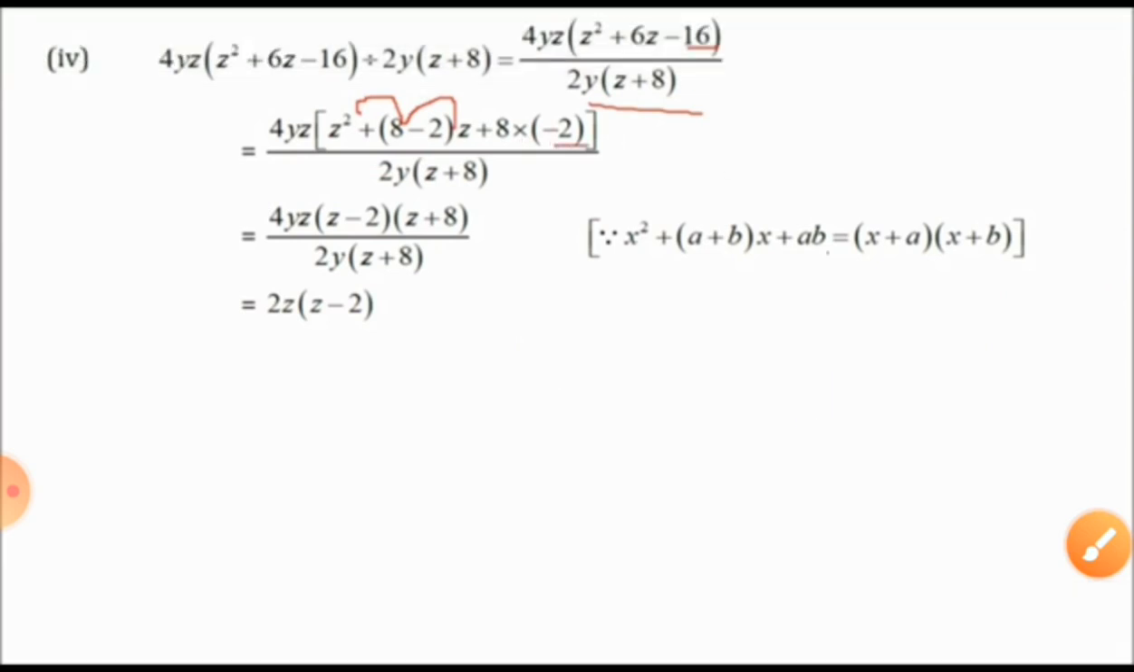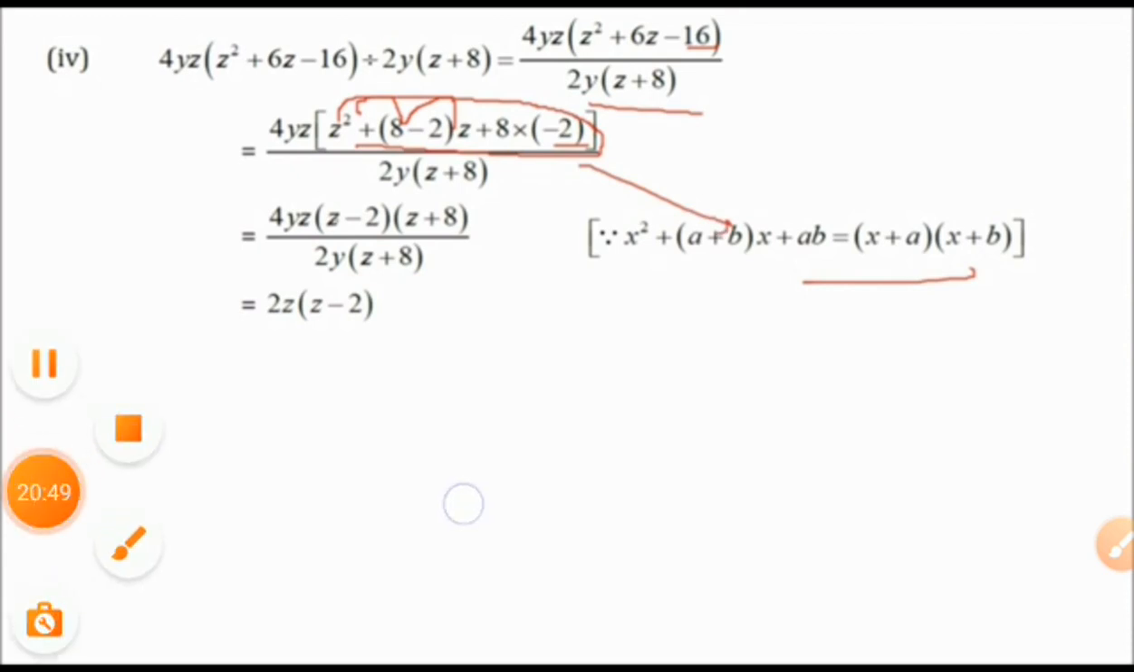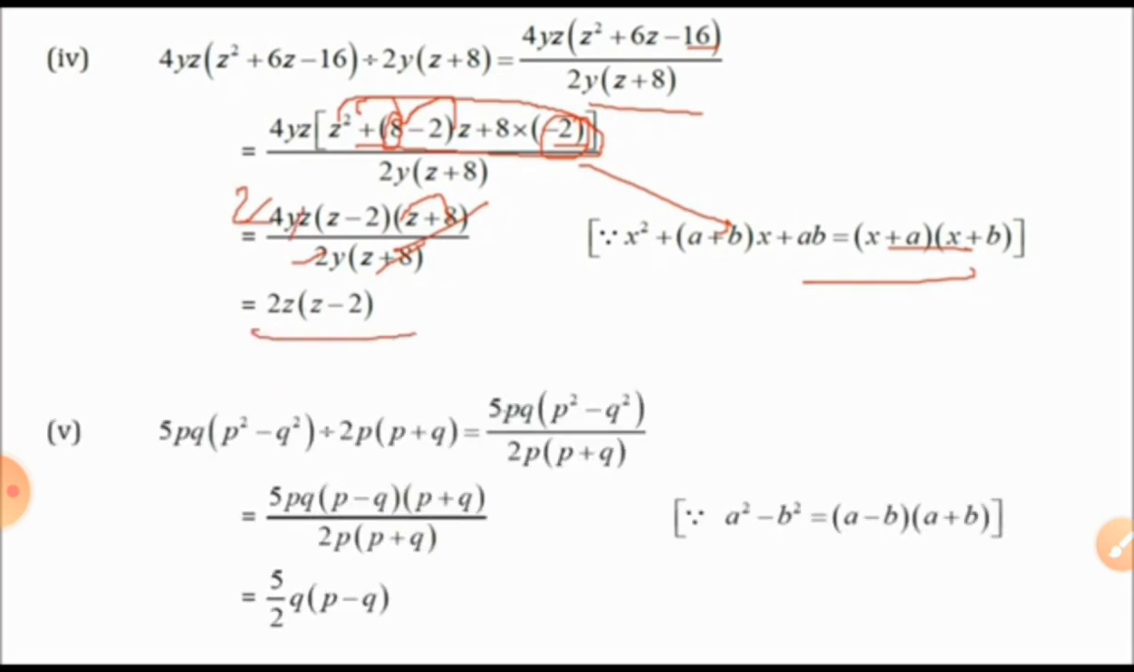Is it correct? Now look at here, the same phenomena I am using to get the answers. Is it? Because of x square plus (a plus b)x plus ab, z plus 8 will cut, and 2y from the denominator, numerator 4y is there, that means 2z will be left.